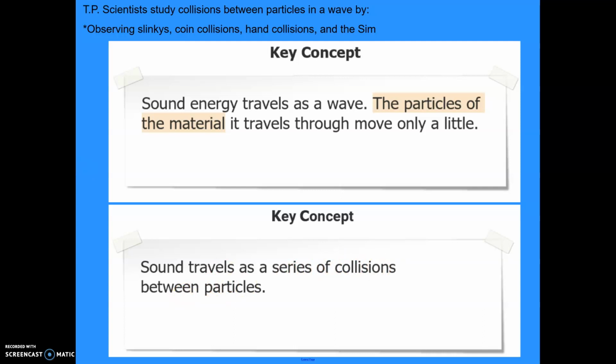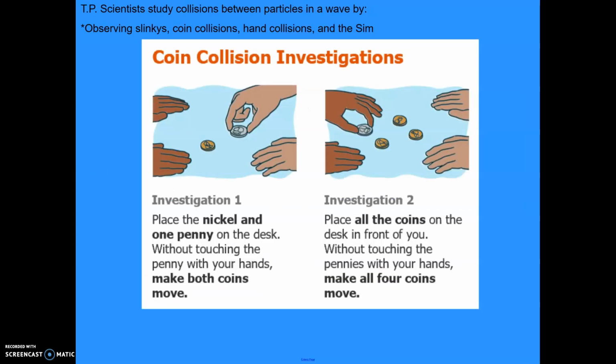Let's try another experiment. If you guys would like, you can do this as well. Please go get 1 nickel and 3 pennies. You can pause the video and come right back. Our first investigation is to place the nickel and 1 penny on the desk. You're not allowed to touch the penny, but somehow you have to make both coins move. In the second investigation, you'll put all the coins on the desk in front of you. Again, you're not allowed to touch the pennies. How could you make all 4 coins move without touching the pennies? You can pause the video quick and try this out.